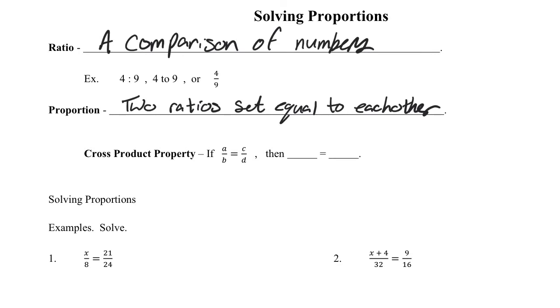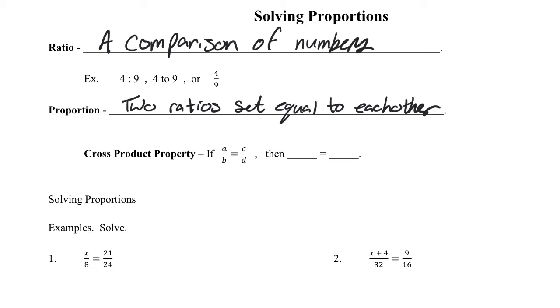So we want to take a look at solving proportions. Okay, so two things we need to take a look at first is what is a ratio and what is a proportion. So a ratio is a comparison of numbers, and we can write it in three main different ways. So we can use a colon, which we say as 4 to 9. We can actually write the word 4 to 9, or we can write it as a fraction 4 over 9.